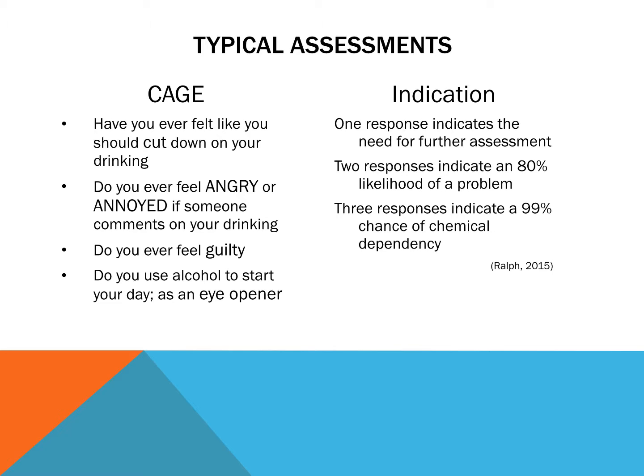So if you answered no to all those questions, then there's no concern. If you answered once, it indicates the need for further assessment. So maybe something you want to talk about with your parents or with a school counselor. If you answered 2 responses, it indicates that you have an 80% likelihood of having a problem. And if you answered 3 responses, it indicates a 99% chance of chemical dependency.